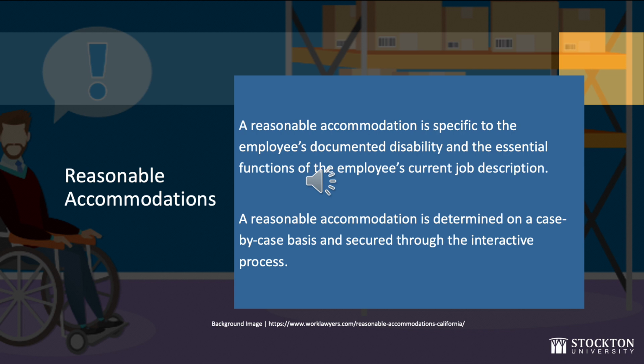Let's look at an example. The background image of this slide shows a mobility impaired employee who uses a wheelchair. If the essential function of the employee's job is to move the packages on the shelves, a reasonable accommodation for this person might involve storing the packages at a height no higher than where the employee can reach them. There are likely more ways to accommodate this employee, which would be determined through the interactive process that will be discussed shortly.